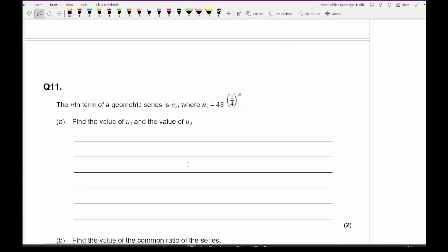Then moving on to question 11, it says the nth term of a geometric series is un, where un equals 48 multiplied by a quarter to the power of n. Find the value of u1 and the value of u2. So for this, first of all, to work out u1, we just substitute 1 into the formula. So we've got 48 multiplied by a quarter to the power of 1. I don't know why I've put that there, so let me correct that. It's the power of 1.